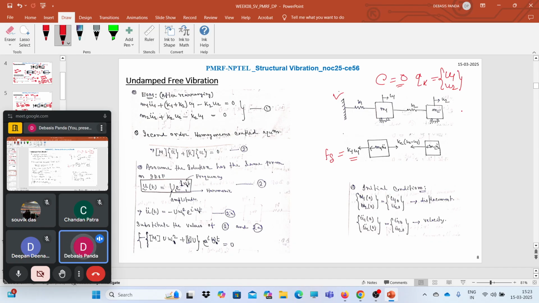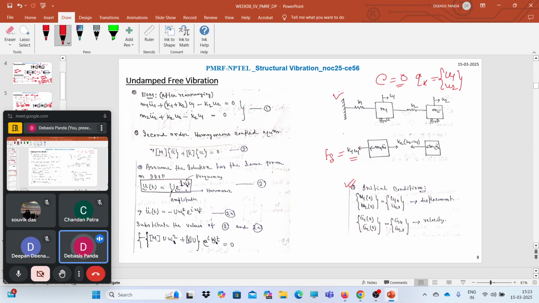That means the vibration is created by giving some initial condition to the system. That means either giving some initial displacement or initial velocity to the system and leaving it to vibrate. That means the motion is created using the initial conditions, right?